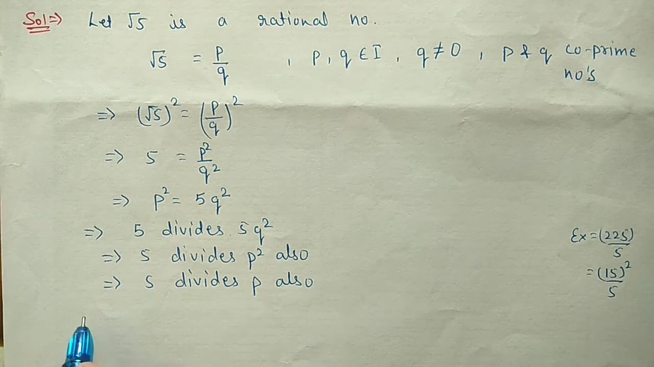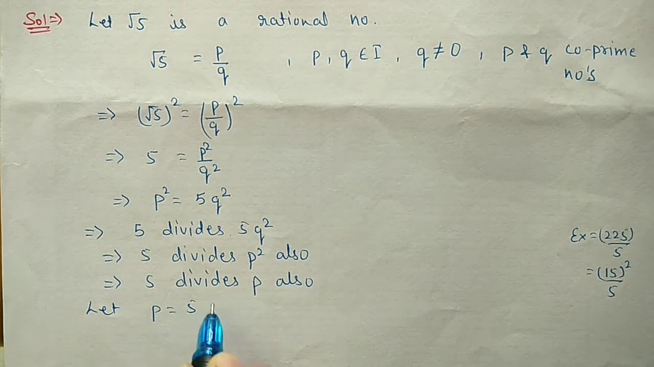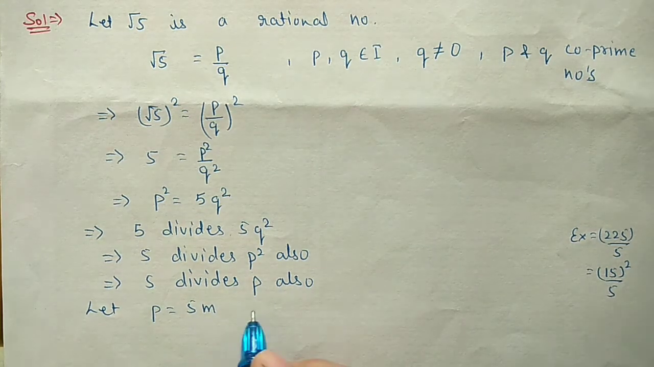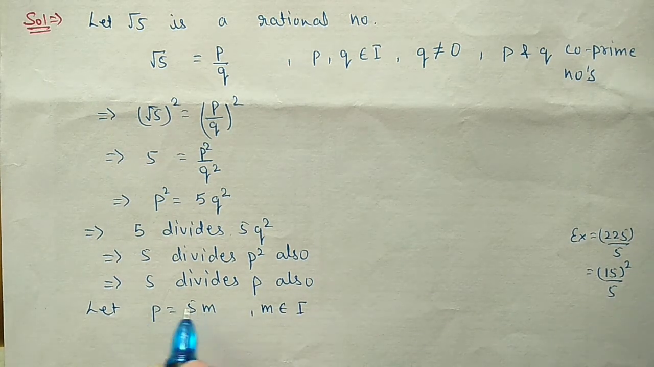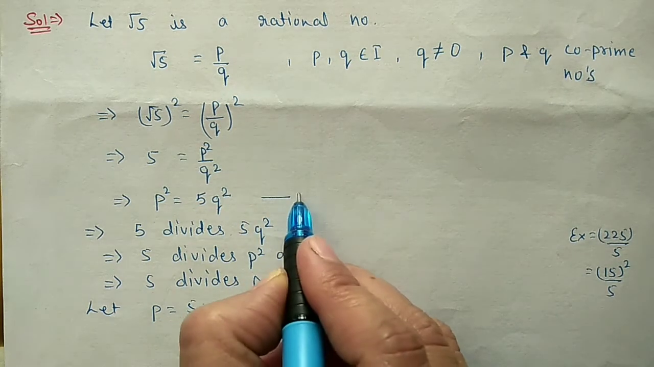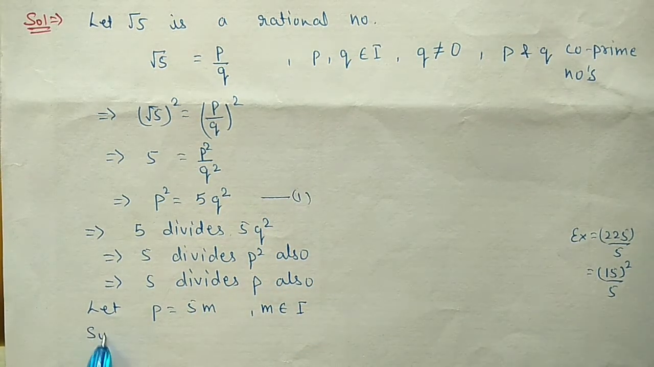So we can take, let p be equal to 5m, because it is divisible by 5, meaning it is a multiple of 5. So we can take it as 5m. Here m may be any integer. This value we will substitute in equation 1.